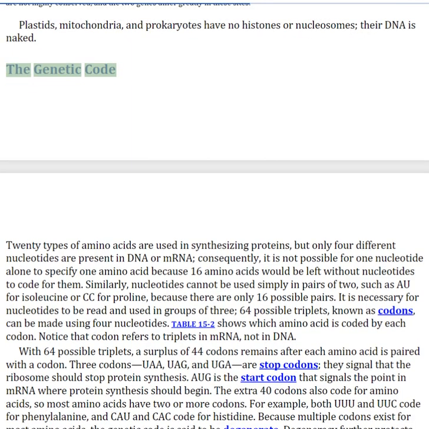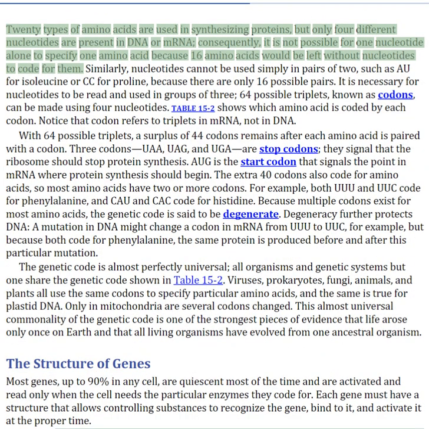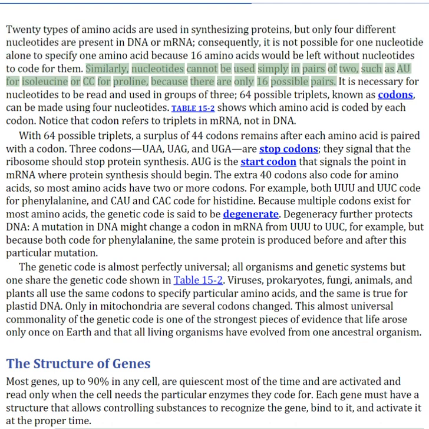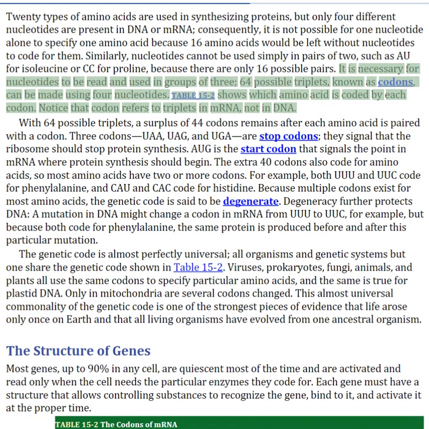The genetic code. 20 types of amino acids are used in synthesizing proteins, but only 4 different nucleotides are present in DNA or mRNA. Consequently, it is not possible for one nucleotide alone to specify one amino acid, because 16 amino acids would be left without nucleotides to code for them. Similarly, nucleotides cannot be used simply in pairs of 2, such as AU for isoleucine or CC for proline, because there are only 16 possible pairs. It is necessary for nucleotides to be read and used in groups of 3.